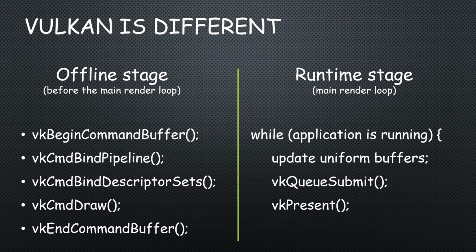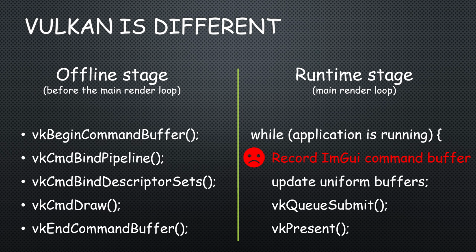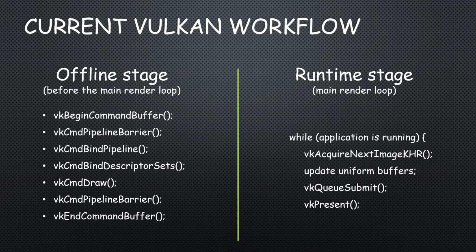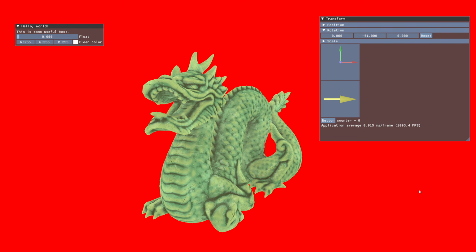ImGUI breaks that pattern. In Vulkan terms, it means that we will need to record the GUI command buffer on every frame, whereas in our current workflow, we record the command buffer offline, and during runtime, we just update uniform buffers and submit the command buffer for execution. In addition, I want to be able to turn the GUI on and off, so it should be possible during runtime to get rid of its overhead entirely.